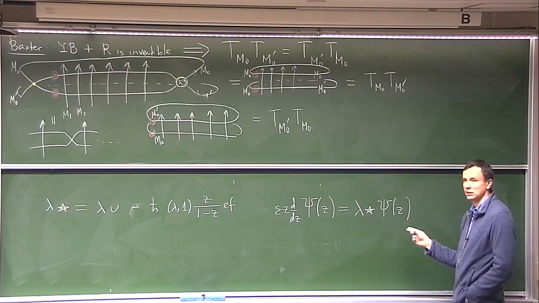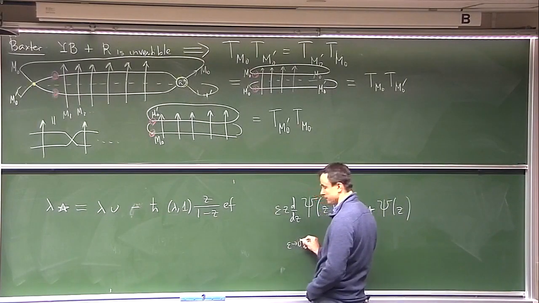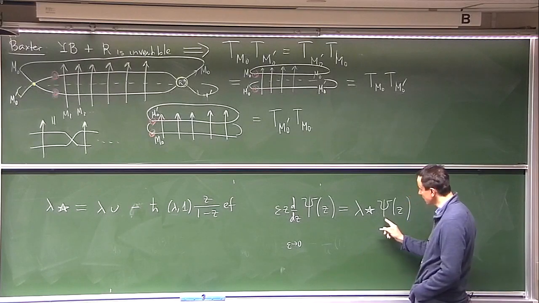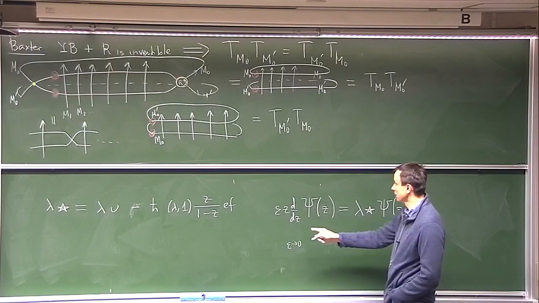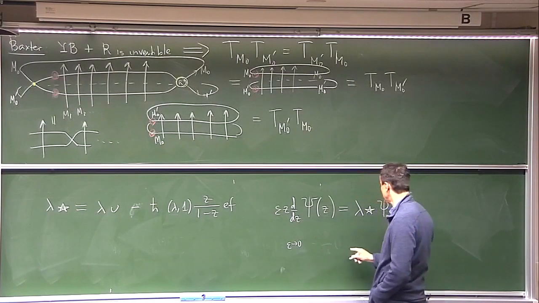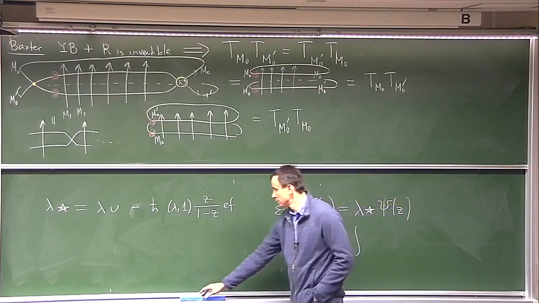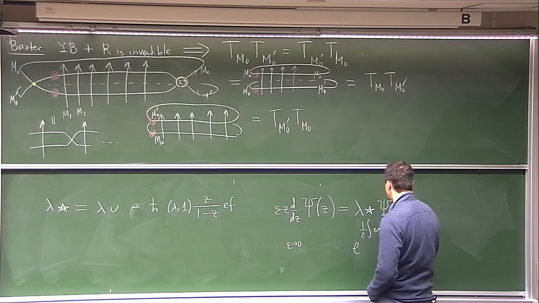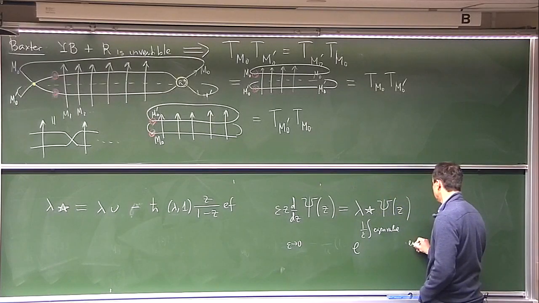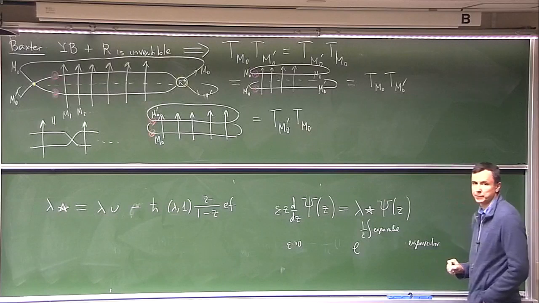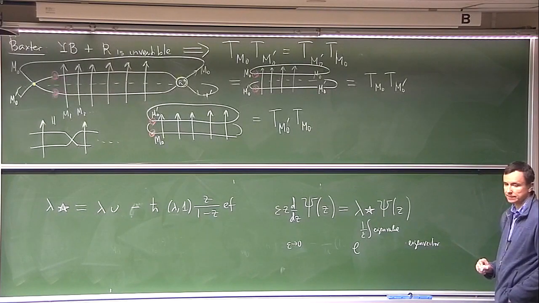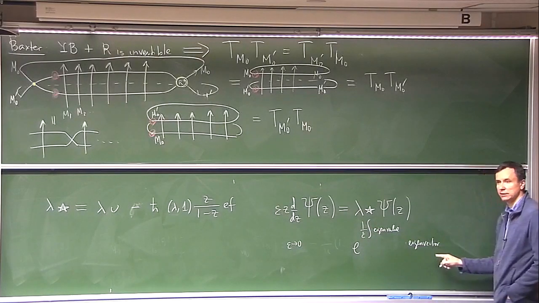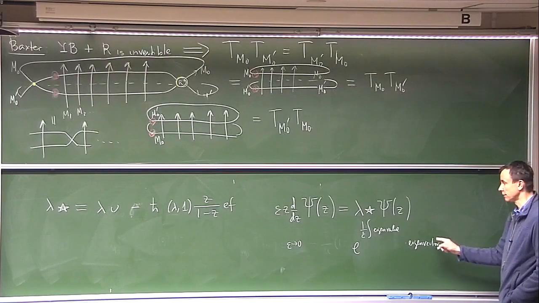Suppose you have an equation of this form, and epsilon goes to zero. Then the coefficient in front of the derivative goes to zero, and the solution is going to look like the exponential of 1 over epsilon times the integral of the eigenvalue, times the eigenvector. So if you understand enough about solving the differential equation, you certainly understand enough about the eigenvalue problem, and this gives you the eigenvector and energy.